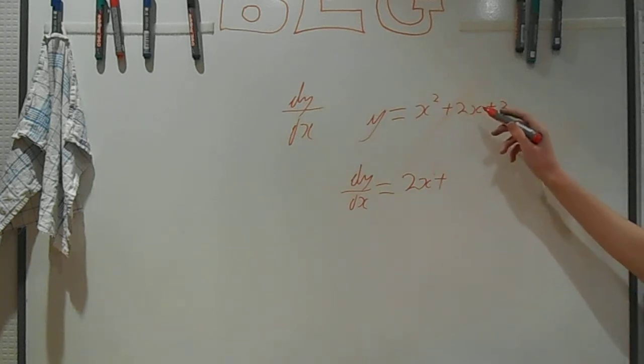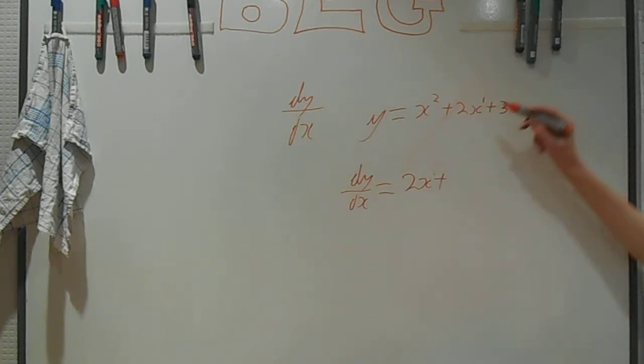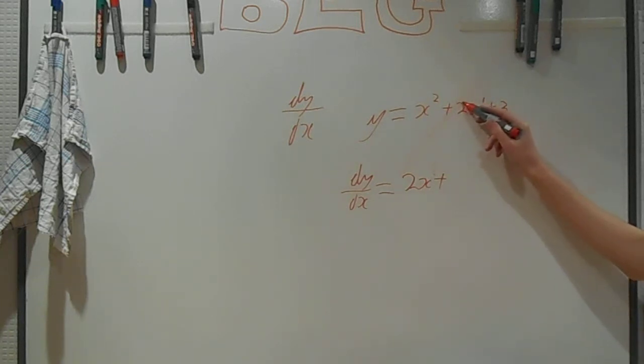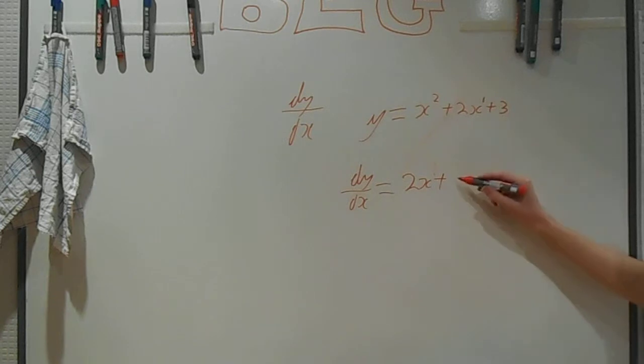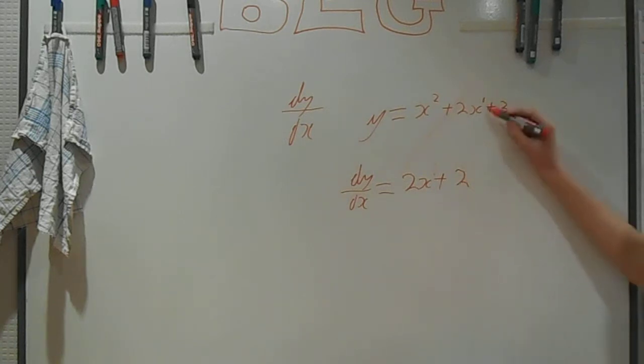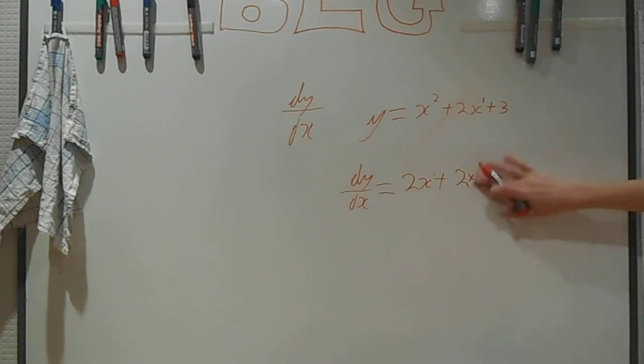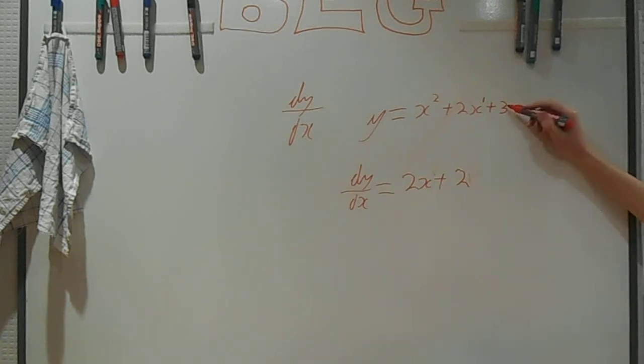Then we do the same here, and this can be written as 2x to the 1, as I just showed there. And so we do the same thing, 2 times 1 is 2, so it is again 2, and then x to the 1 minus 1 is x to the 0, which is just 1, so 2 times 1 or just 2. Now finally we have plus 3.